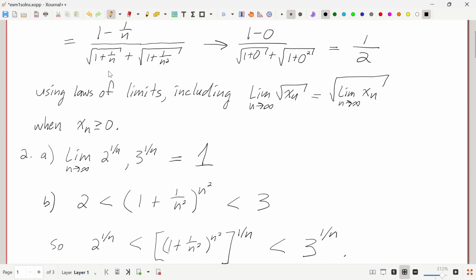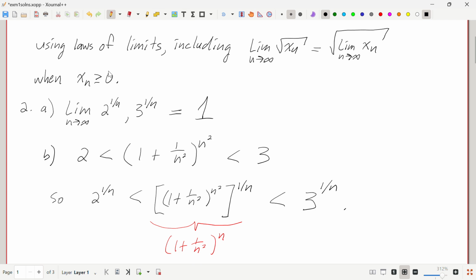The next one was just, if you know the fact, 2a was just knowing the fact that c to the 1 over n tends to 1 as n goes to infinity if c is greater than 0. And so for c equal 2 and c equal 3, of course, both those limits are 1.